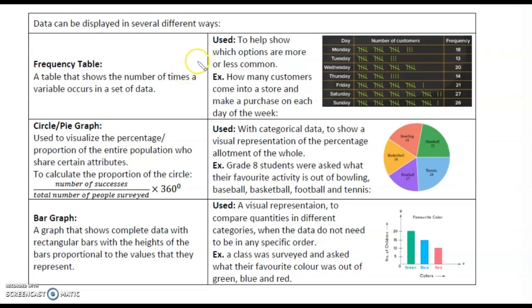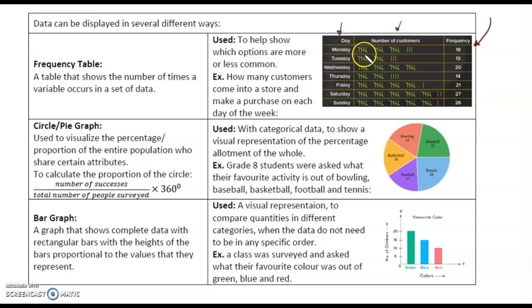So data may be displayed in different ways. Okay, we could make a frequency table, and what this is, it's a table that shows the number of times a variable occurs in a set of data. Okay, this is an example right here. So we could have maybe the day of the week, then we can have the number of customers. So this would show the tally, the frequency of the number of customers per day.